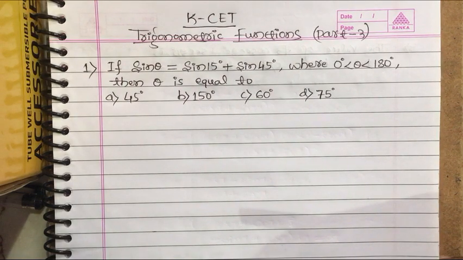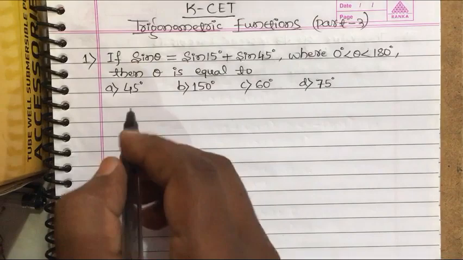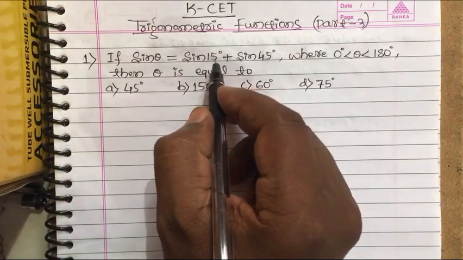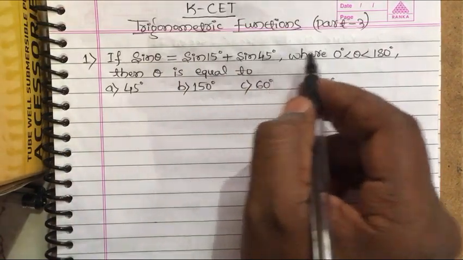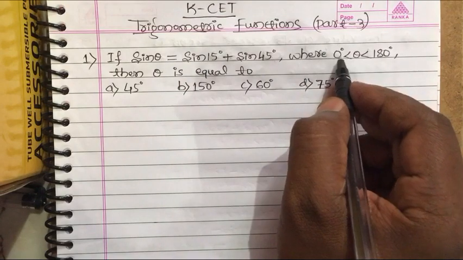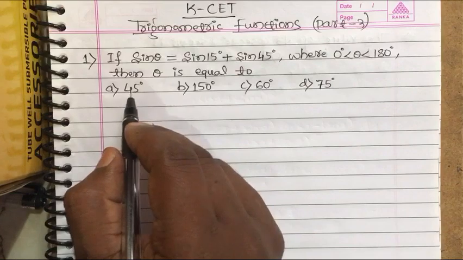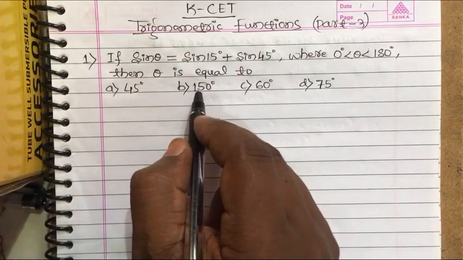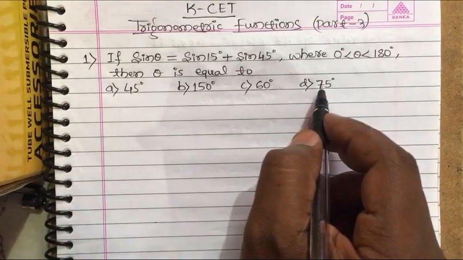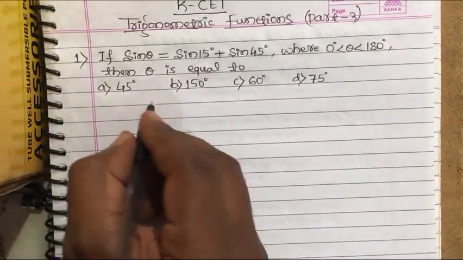So let us continue with the next question now. If sin theta equals sin 15 degree plus sin 45 degree, where theta is greater than 0 degree and less than 180 degree, then theta is equal to, the four options are 45 degree, 150 degree, 60 degree and 75 degrees. So let us solve this.